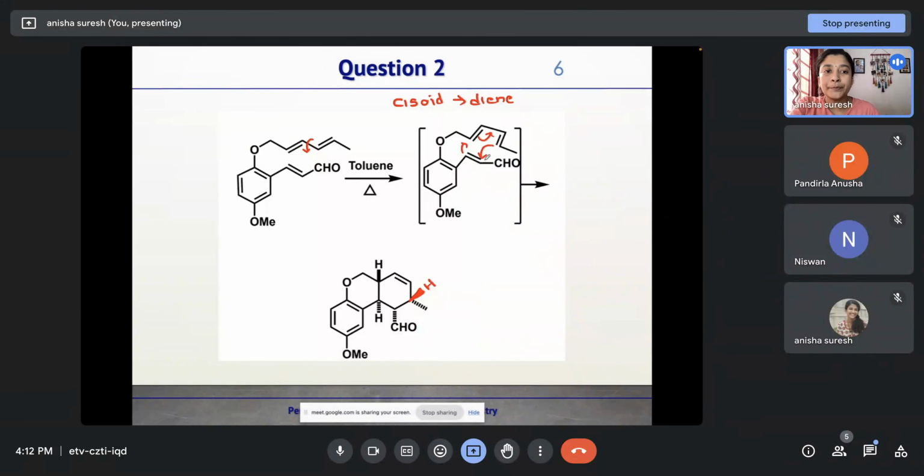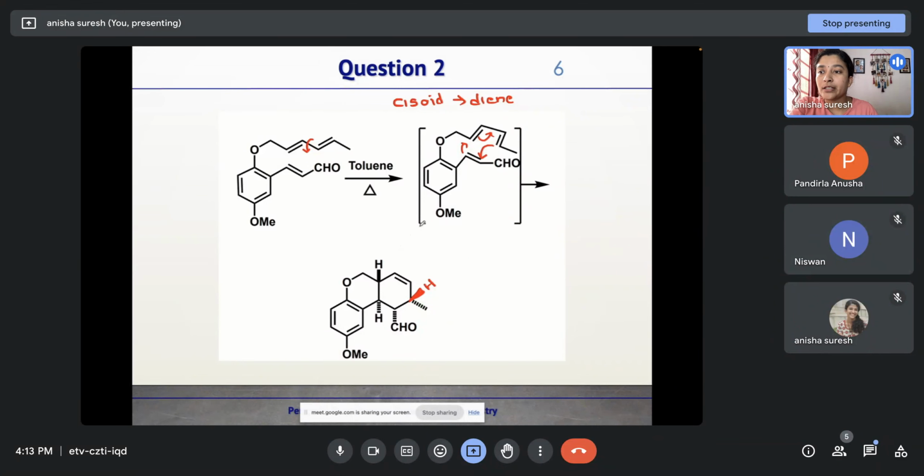And we have seen this bond and this bond, they are trans with respect to each other, and hence this CHO is coming below the plane. This group should come above the plane, and the hydrogen which is on the same side of the CHO should come below the plane. Hence we are having a trans decalin system. Is the stereochemistry clear?